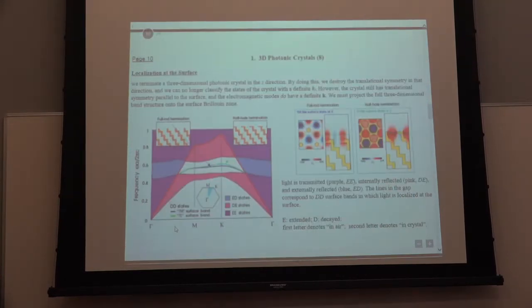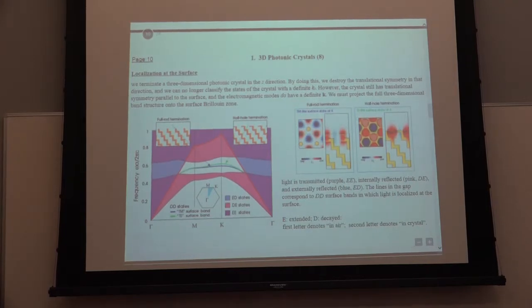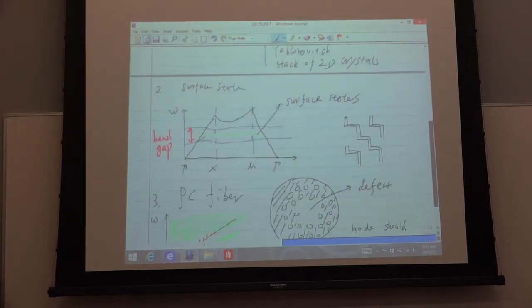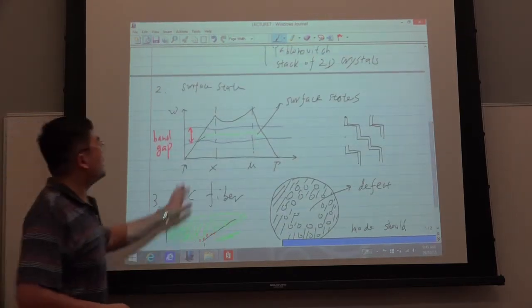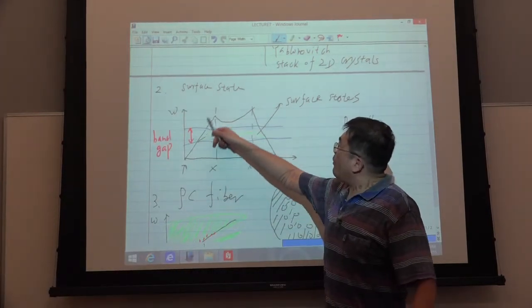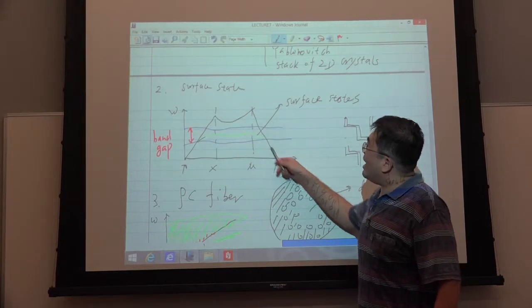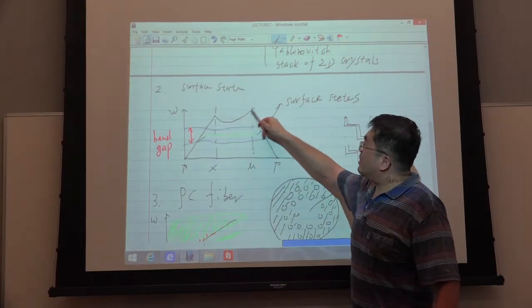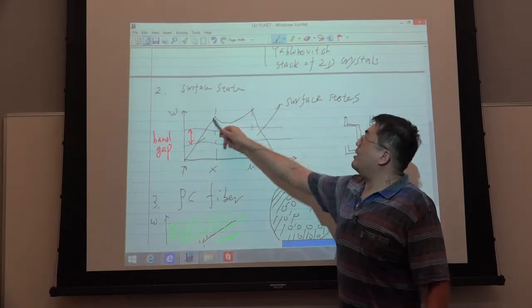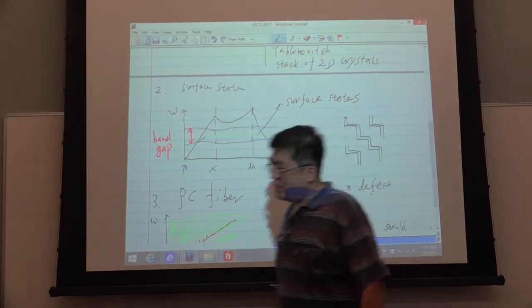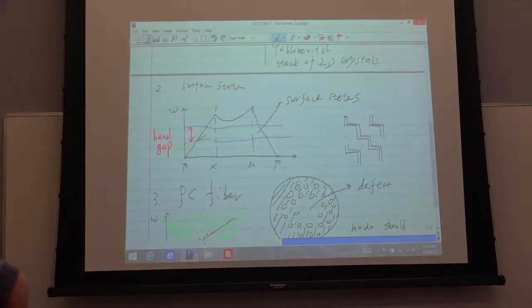Okay, I think the most difficult part is the surface state. For the surface state, I also draw this picture. First thing, you should identify where is the air line. Where is the air line? Okay. So why does the air line have a curve in this part? Okay, this is the important thing. Why is it a curve? Because this is the ky component.